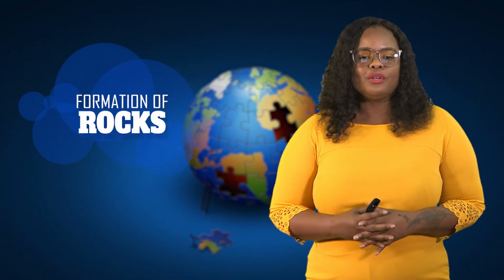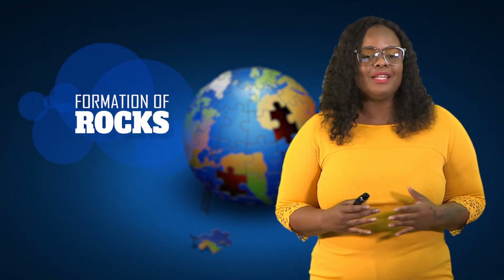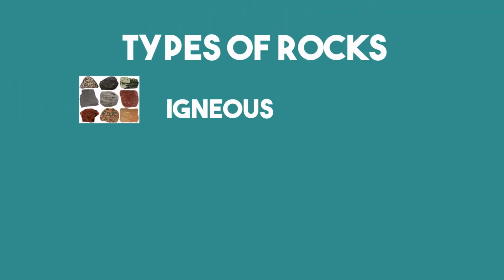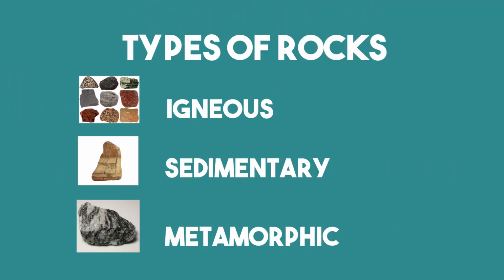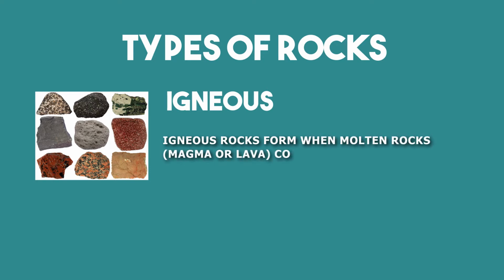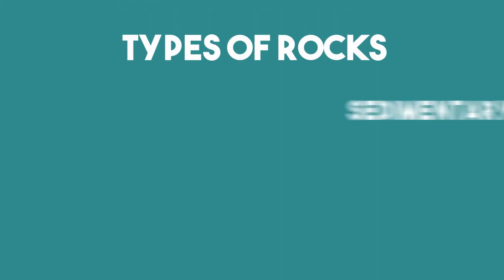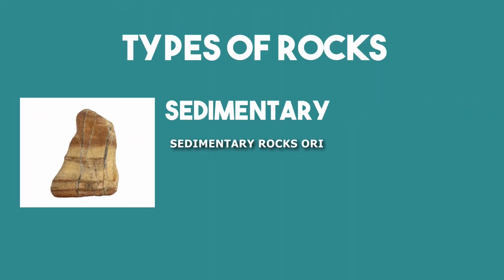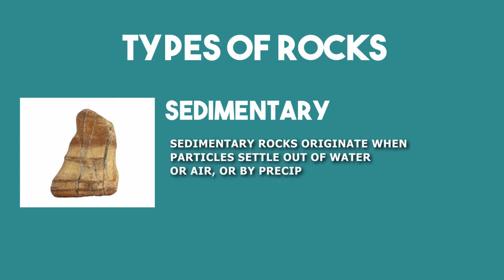All right, so the formation of rocks. Now there are three kinds of rocks. You have the igneous rock, sedimentary rock, and the metamorphic rock. I love metamorphic. I don't know, the word is so complex. So igneous rocks form when molten rock or magma or even lava cools and solidifies. Sedimentary rocks originate when particles settle out of water or air or by precipitation of minerals from water.